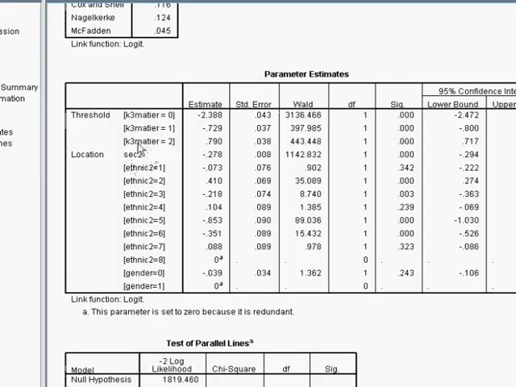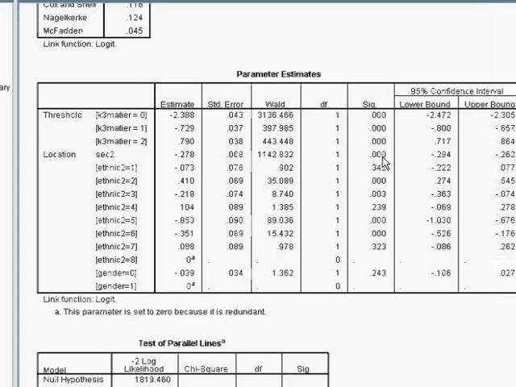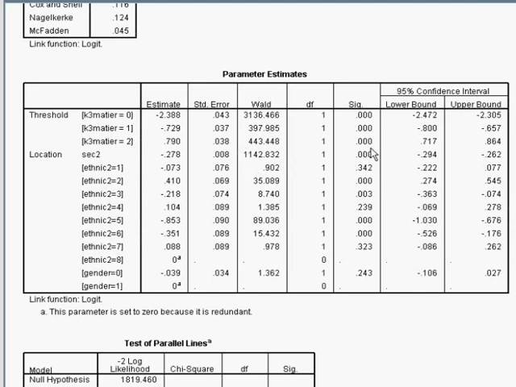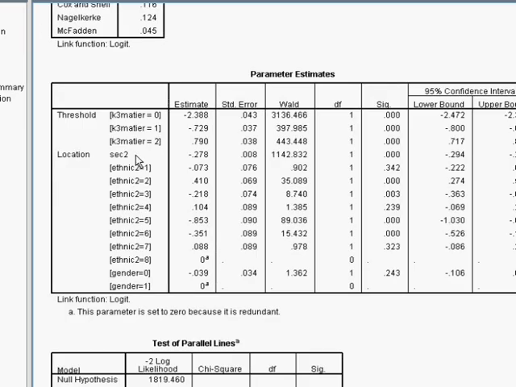So if you recall, we entered SEC2 as a covariate, as a continuous variable, and it is a statistically significant predictor of the outcome. This 0.278, if we were comparing the least affluent SEC group to the most affluent, we'd actually times this by 7 and then take the exponent to get the odds ratio. That would be because we're using it continuously, and there are actually 7 categories between the lowest and the highest SEC group.